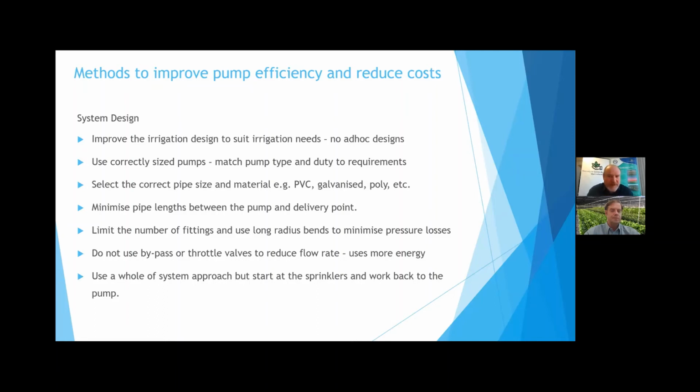Again, ensure that your operating pressure matches your sprinkler specifications. Like I said, this can have a major influence on irrigation efficiency as well as pumping costs. A simple change to the operating pressure can actually reduce your pumping costs by half in some cases. And again, as I said, if you're using a throttling valve or a bypass valve, then certainly consider changing your pump to suit your requirements. You will actually save a lot more money in the long run.